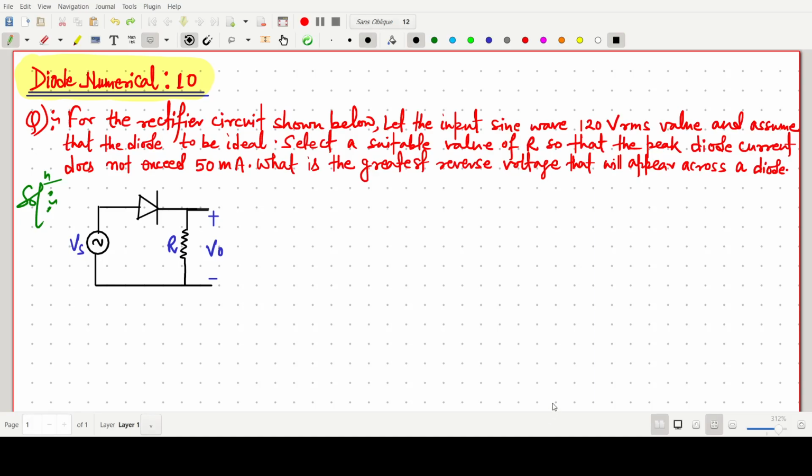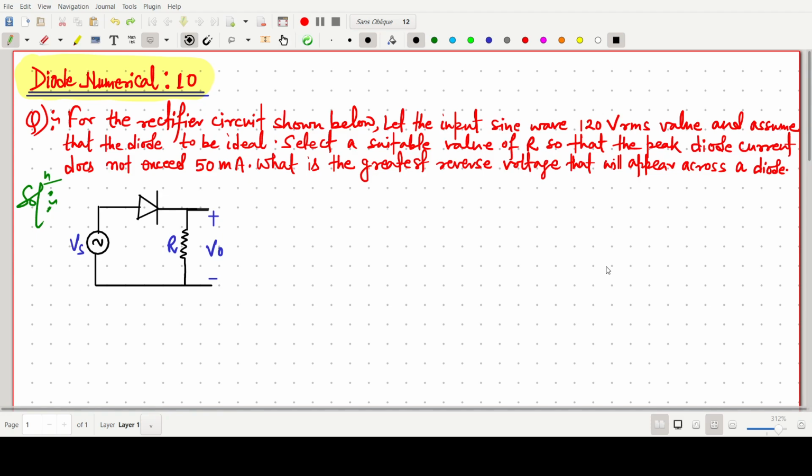Welcome everyone. In this video lecture, we will solve a problem based on diode and it is from the Microelectronics Circuits book. So the question is for the rectifier circuit shown below. This one is basically a half wave rectifier circuit with an input sine wave of 120 volt RMS.